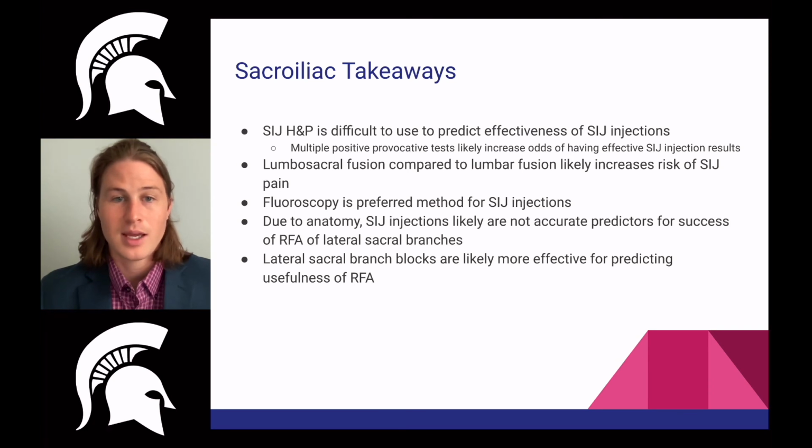injections. And with Dreyfus's study, we learned that SI joint injections are not great predictors for success of lateral sacral branch neurotomy. And if you want to select a patient for lateral sacral branch neurotomy, you're better off using local anesthetic blocking of the L5 dorsal rami and S1 through 3 lateral branches.